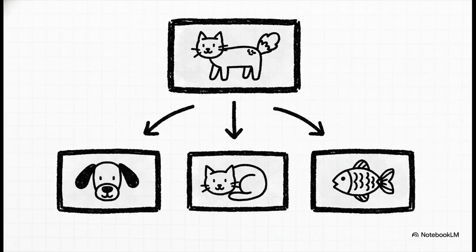Then you've got the opposite situation. This is hierarchical inheritance. Think of it like one parent having a bunch of different kids. That same animal class could be the parent to a dog, a cat, and a fish. They all share the basic animal stuff, but each one goes off and does its own specialized thing.